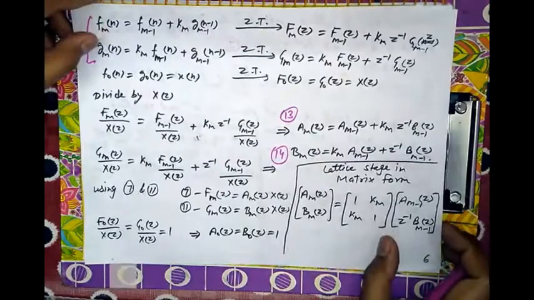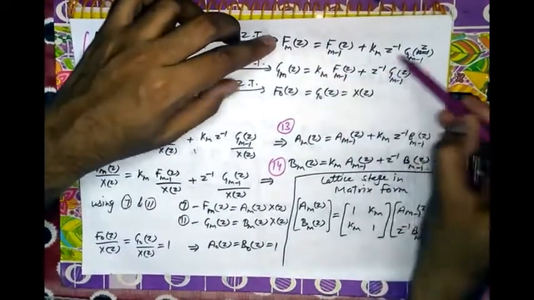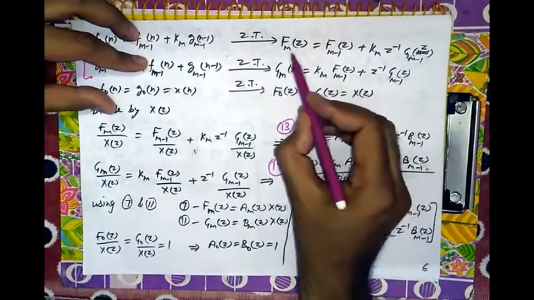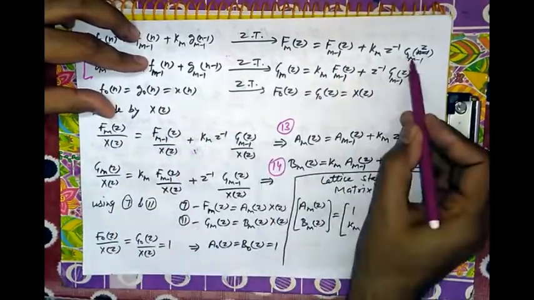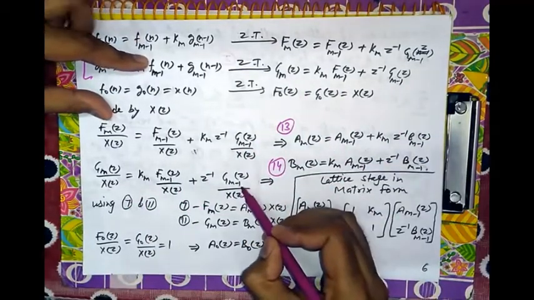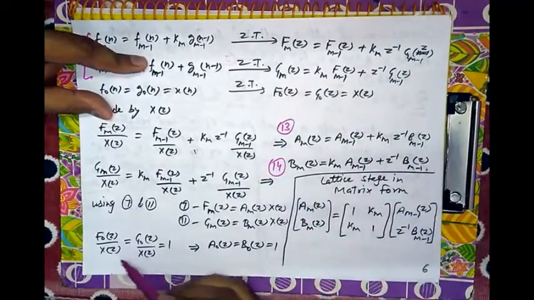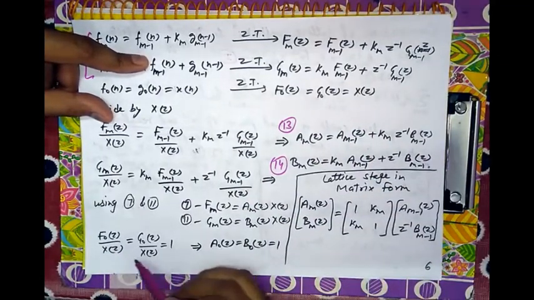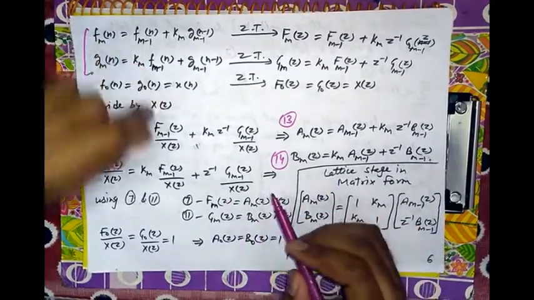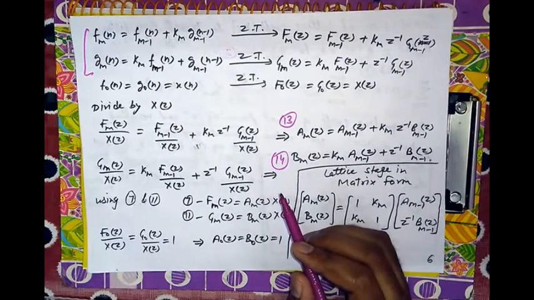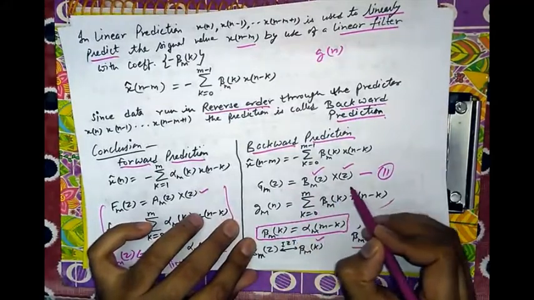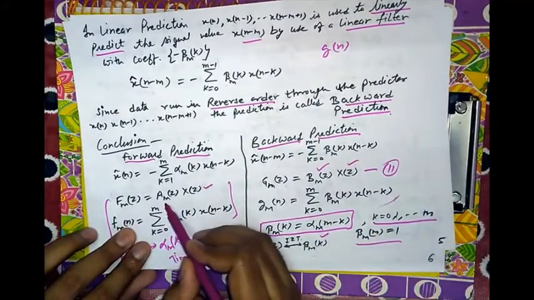Now the simple procedure is to just divide all these equations by X(z) on both sides of equality. Divide the first equation by X(z), the second equation by X(z), you can check it out, and the last equation also by X(z). So this is the form. Now reminding the equations number 7 and 11, which we have studied in the last slide also, that is G_m(z) equal to B_m(z) X(z) and F_m(z) equal to A_m(z) X(z).